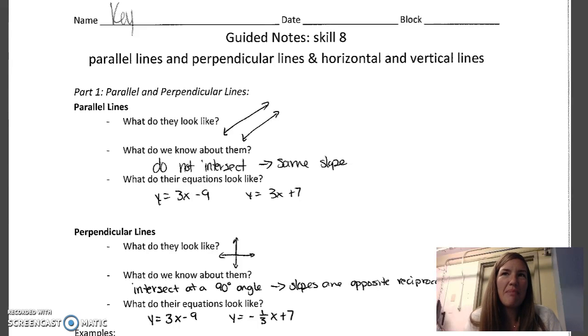You can draw pictures of them. If you think of some examples, what are some examples of parallel lines? I usually get railroad tracks. That's a very common one. And so those are things that are parallel.